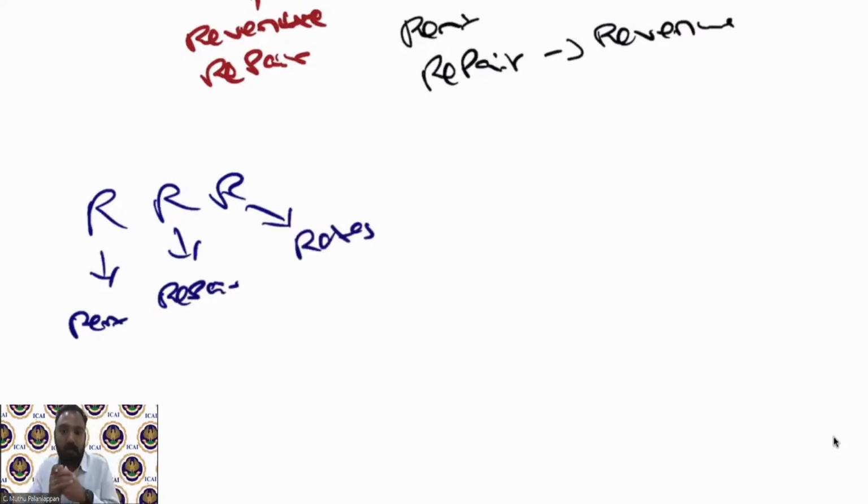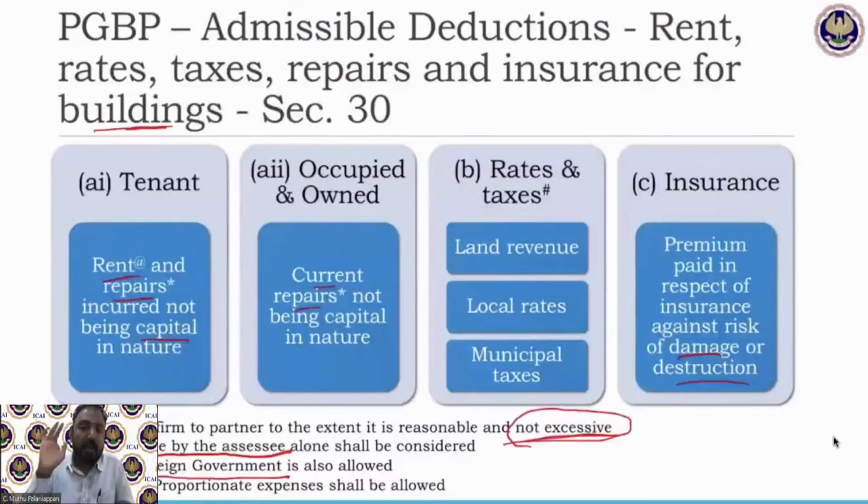So RRR, we all know this movie. So rent, repair and rates are allowed. When you say repair, it is repair and maintenance. When you say rates, it is rates and taxes. And apart from this, you are also eligible for insurance. So RRR and insurance is basically what is allowed under building.